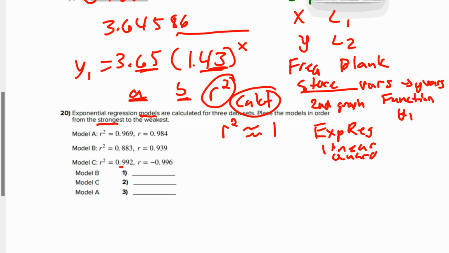The one that's closest to 1, 0.99. So C is the strongest, then 0.96, and then 0.83, B. Okay, and that is your review for Chapter 5.